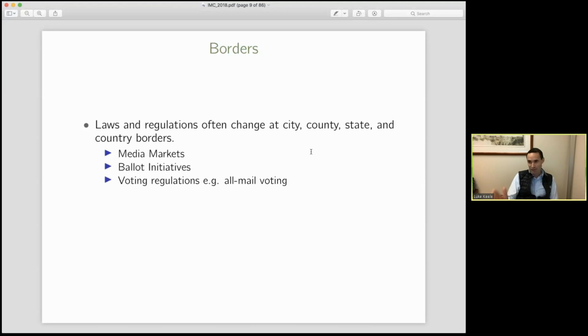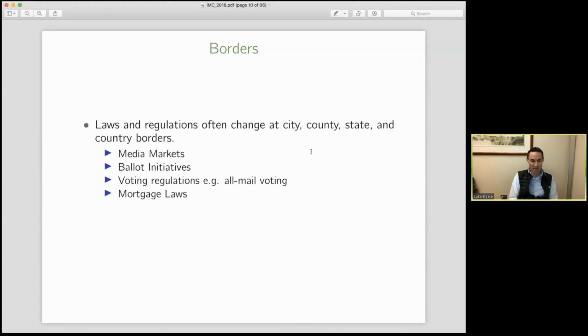A large part of the literature on voter turnout is focused on voting regulations. Voter ID is the most commonly talked about one, but those are all different. All those voting regulations are typically mapped in the US to subunits where the treatment changes discontinuously at the border of the unit.